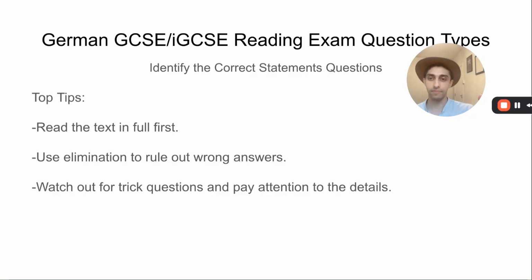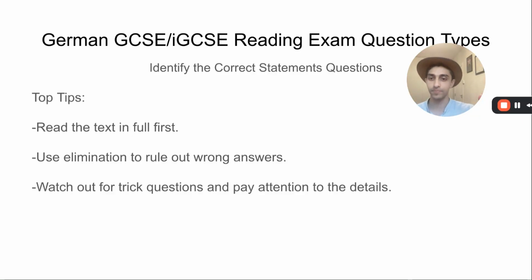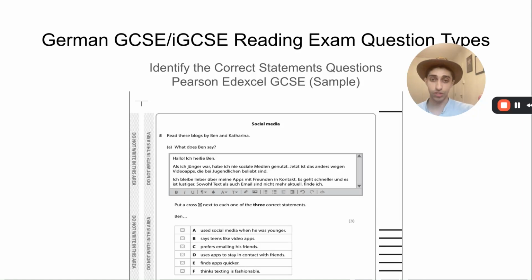Okay, make sure to read the text fully first. Then you can use elimination to rule out wrong answers. Elimination actually works very well for any kind of question type where there's a limited number of options to choose from. Watch out for trick questions. Make sure that you pay attention to details as well. As always, trick questions are fairly common in the reading and listening papers. So if you look through this text, you'll be able to identify what the answers are.